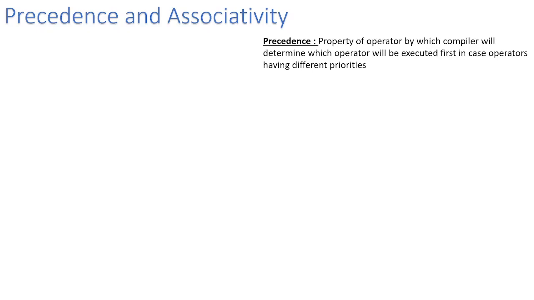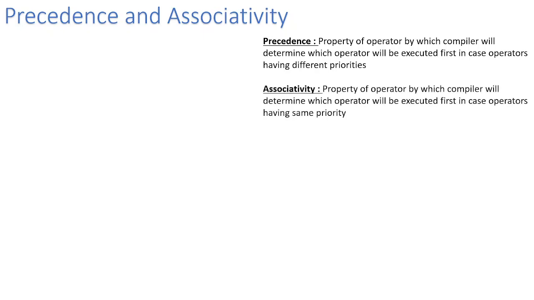Now there are two properties of operators: one is precedence and the other is associativity. What is precedence? The property of an operator by which the compiler will determine which operator will be executed first in case of operators having different priorities. And what does associativity mean? Associativity is a property of an operator by which the compiler will determine which operator will be executed first in case of multiple operators having the same priority.